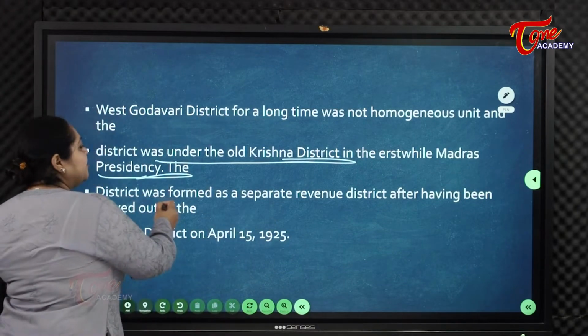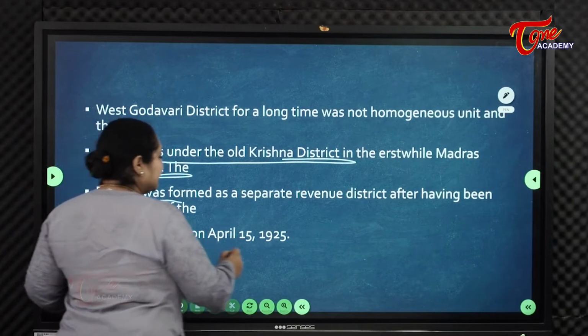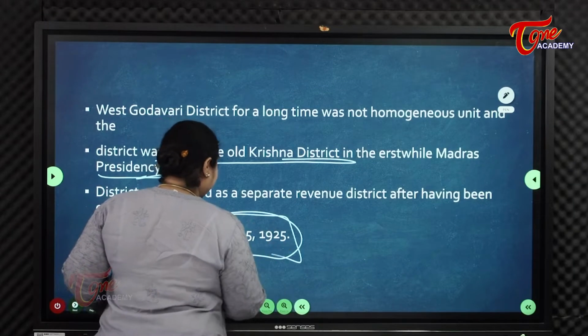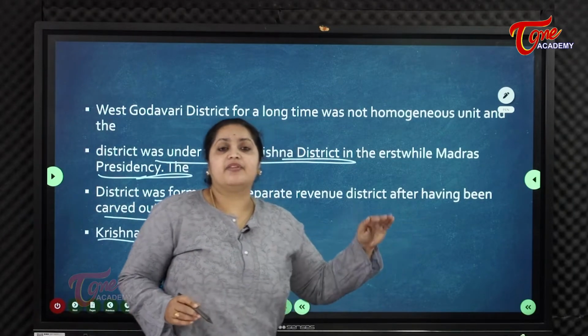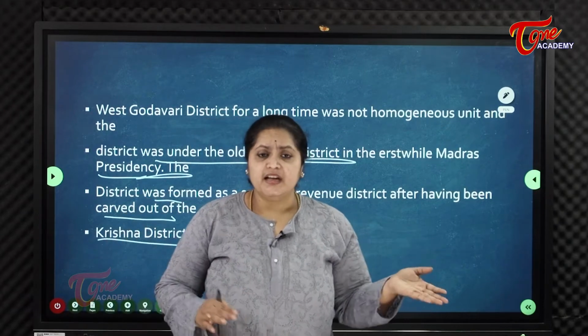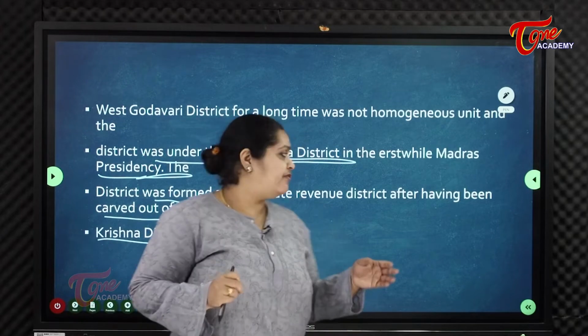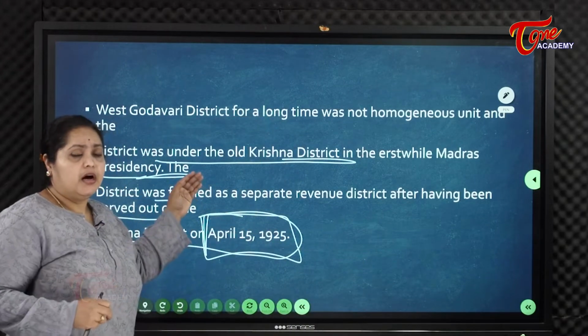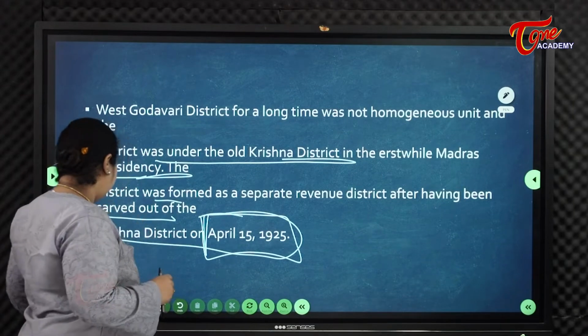So the district was formed as a separate revenue district after having been carved out of Krishna on April 15th, 1925. Until April 15, 1925, it was not a district. It was under Krishna only. So on April 15, 1925, it was formed as a new district named West Godavari.